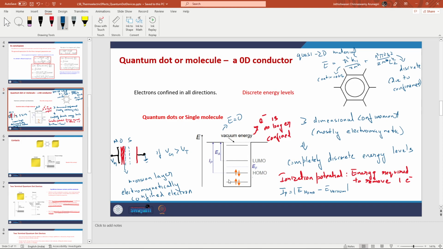So the ionization potential is the highest energy of the electron available in the system. So that depends on how many electrons are here. Now, if this system had 6 electrons, then the HOMO will be here. The highest occupied molecular orbital will be here. Therefore, the ionization potential will be the difference between this level and the vacuum energy.